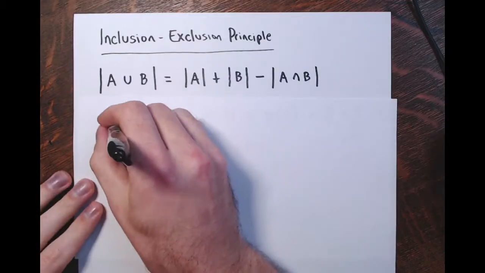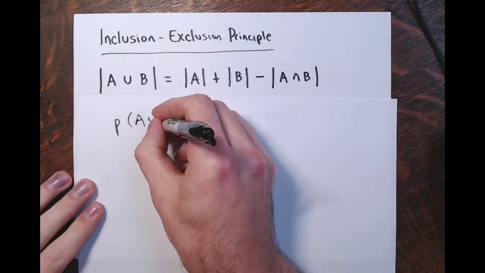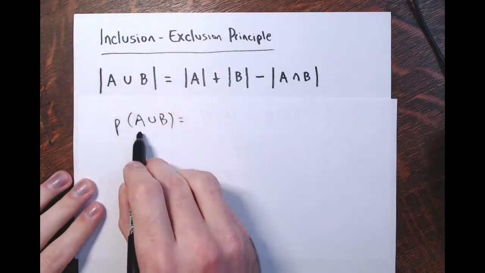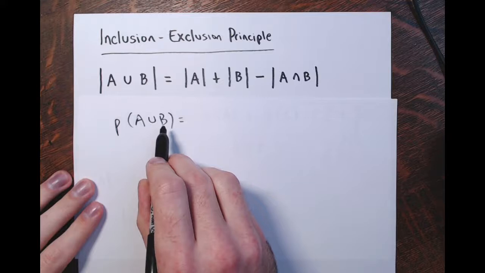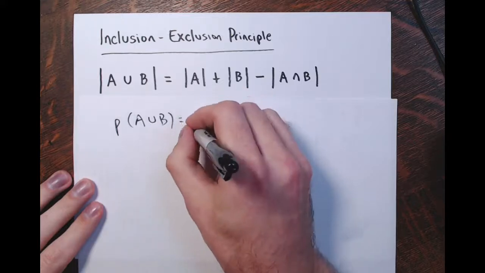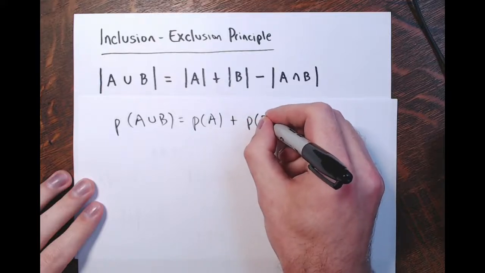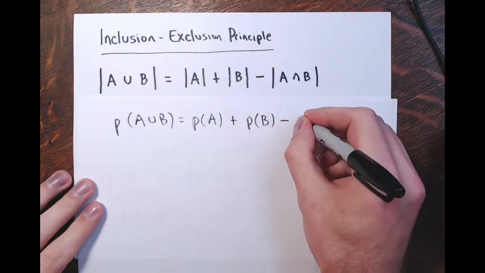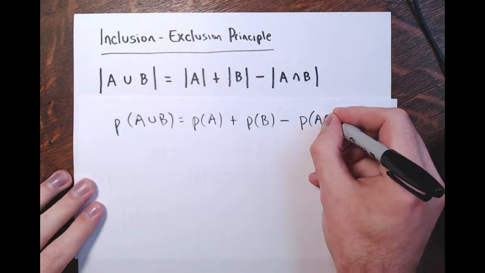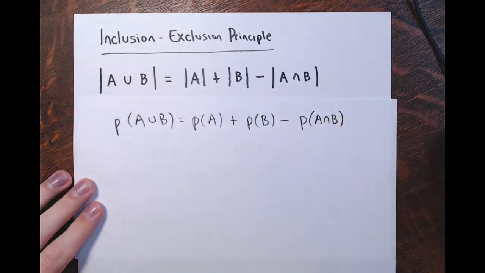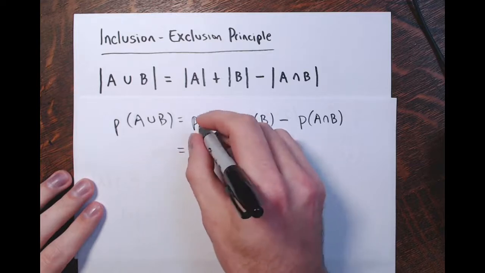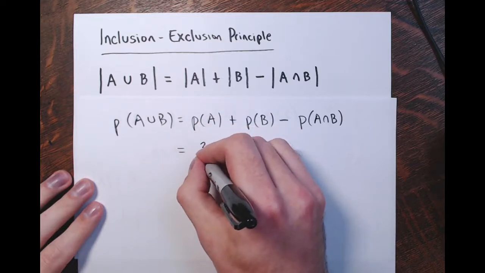The probability of A union B, where these events are not mutually exclusive, would be the probability of A plus the probability of B, then minus the probability of their intersection, A and B, A intersect B. And, again, this would be 2 out of 8.